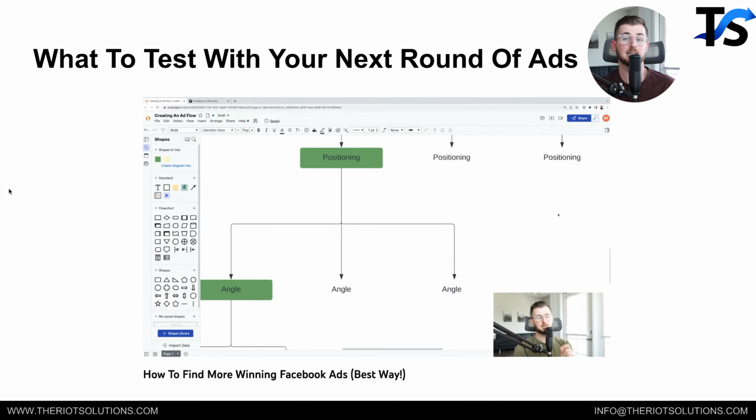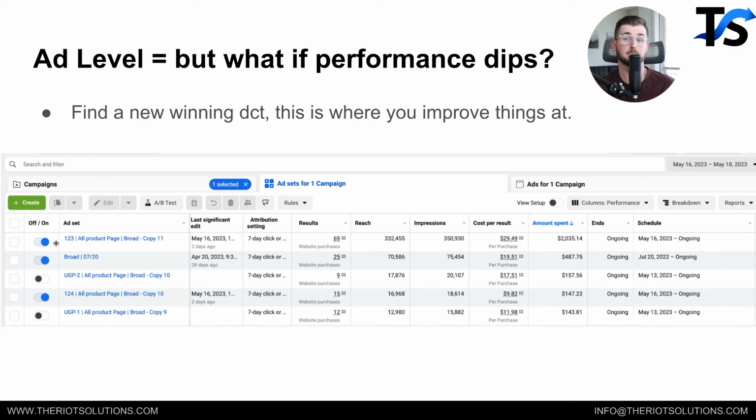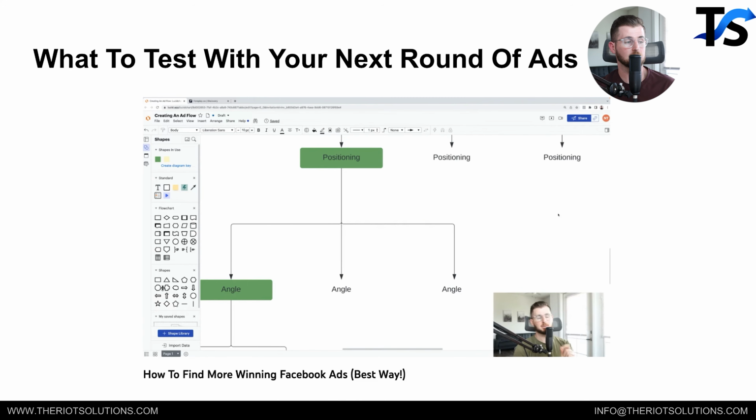And next thing is prioritizing your testing. So this DCT was found by testing something drastically new, and I talk about drastically new things and how to find more winning Facebook ads. In this particular video, I'm going to go over the drastically new things you can test.